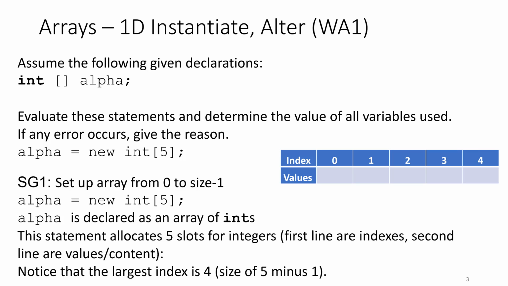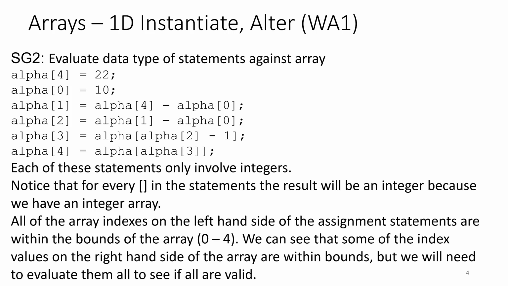We've completed subgoal 1. Now let's look at subgoal 2, which says to evaluate the data type of the statements against the array. We can look at all of the statements and see that they only involve integers. Notice that for every set of brackets in the statements, the result will be an integer because we have an integer array. All of the array indices on the left-hand side of the assignment statements are within the bounds of the array, 0 to 4. We can see that some of the index values on the right-hand side are within bounds, but we need to calculate some of them to see if they're all valid.